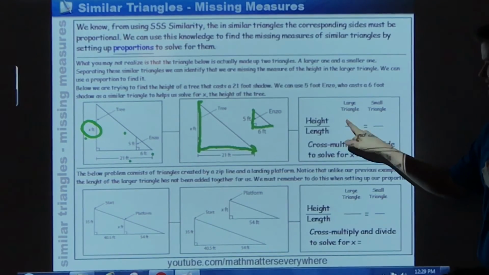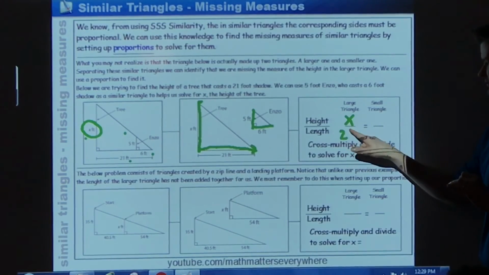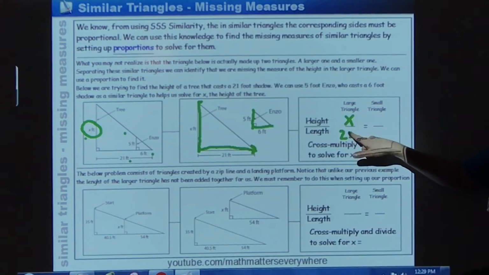So we're going to put X. How long was the tree's shadow? 21 feet. Let that sink in for a while, because when you write your next fraction, you're going to set it up the same way.